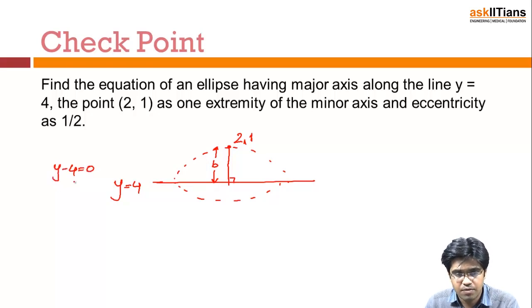Your equation is y minus 4 equals 0. We have the point (2, 1). So b will be mod of 1 minus 4 divided by root of 1 square, that is the perpendicular distance formula. So your b is 3.